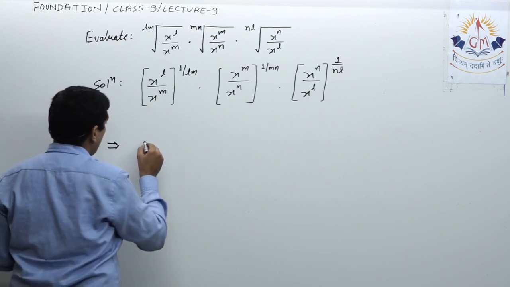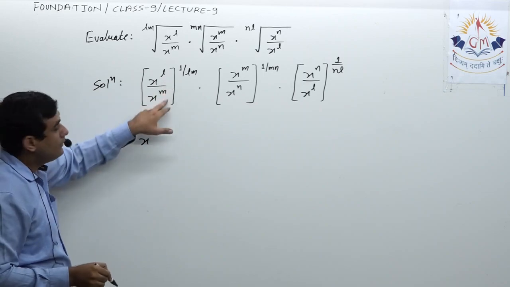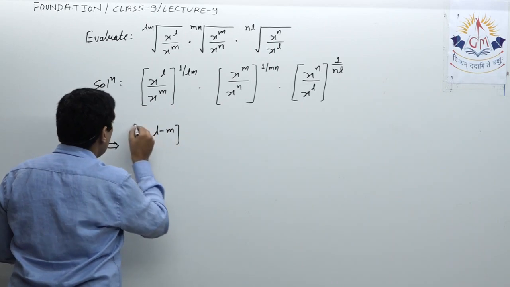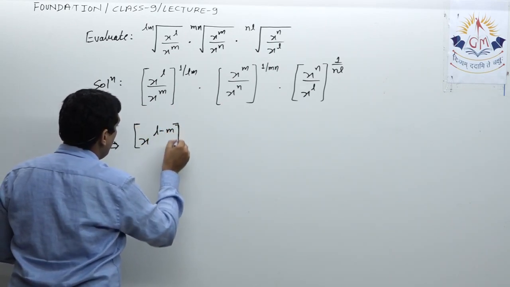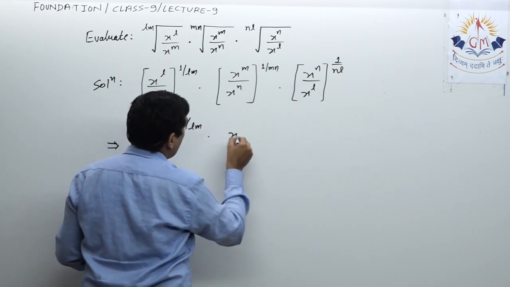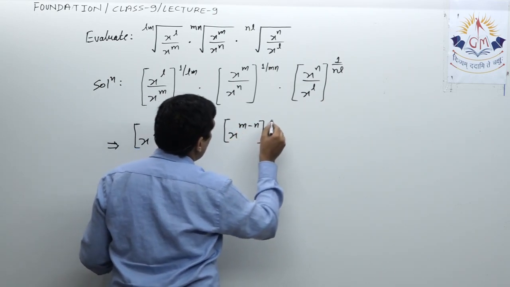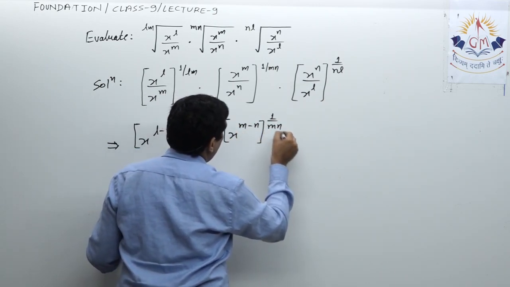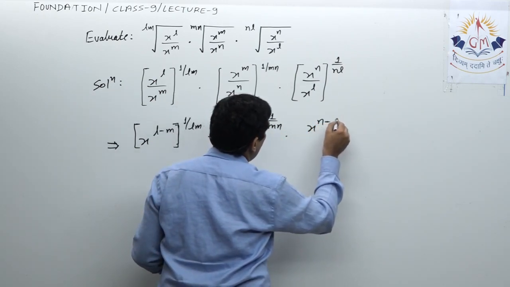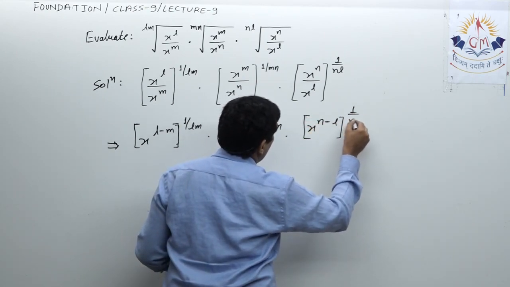Okay, so this will become... now here I can apply the quotient law. So x raised to L minus M, raised to 1 upon LM, into x raised to M minus N, raised to 1 upon MN, into x raised to N minus L, raised to 1 upon NL.